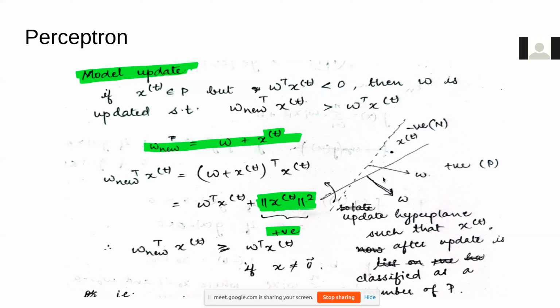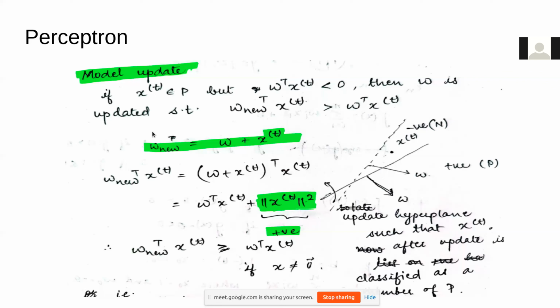So what is happening here is that initially this W transpose X was negative when you take the dot product. And when the hyperplane is updated as shown by this dashed line, this W transpose X will be greater than what it was previously. So the idea here is simple: the updated W should give a dot product value greater than the dot product value before updating W.